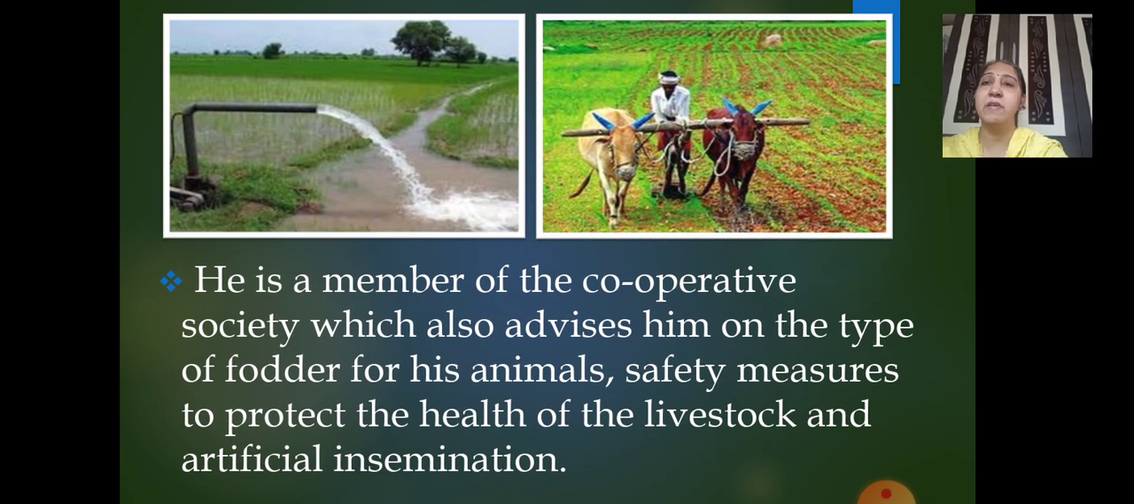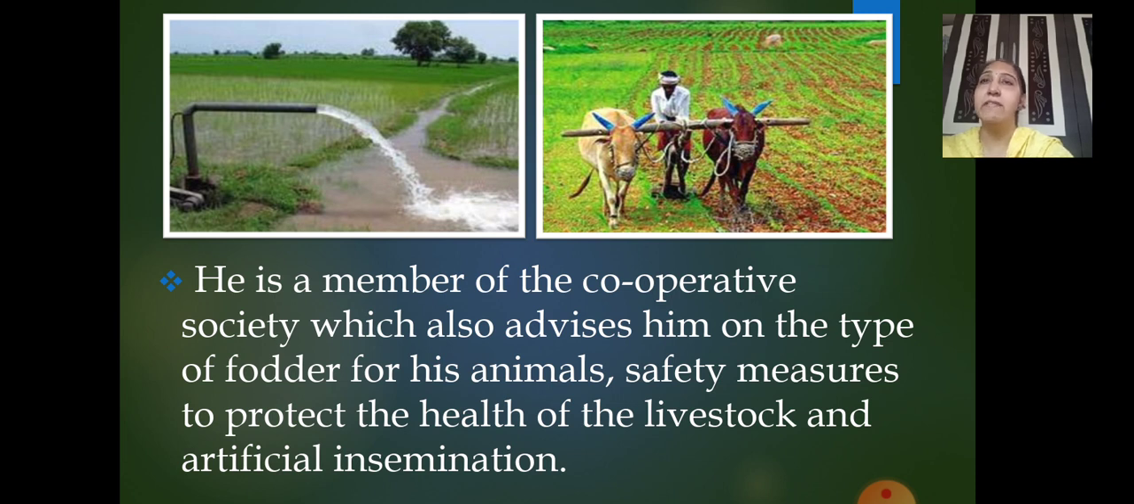Here in this image you can see the traditional method shown to you, using bullocks for ploughing. There is a tube well in the nearby field which he takes on rent to irrigate his field. He pays a rent for the tube well also so that he could have good irrigation facilities.